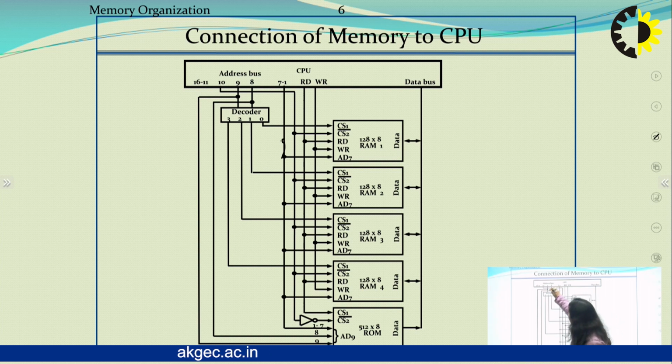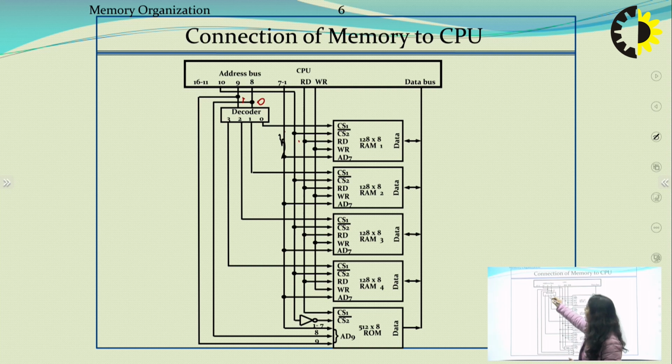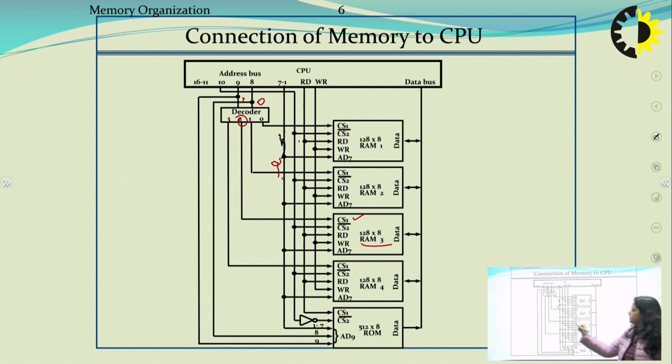And if it will be 1 and 0, then the output of the decoder will be at bit number 2, that is 10 binary code, and RAM number 3 will be selected for chip select 1. As chip select 1 of RAM number 3 will be activated at signal 1 and 0, this line will be activated for RAM number 3, that is the chip select 1 line. So out of any 4, only 1 will be selected at a moment.